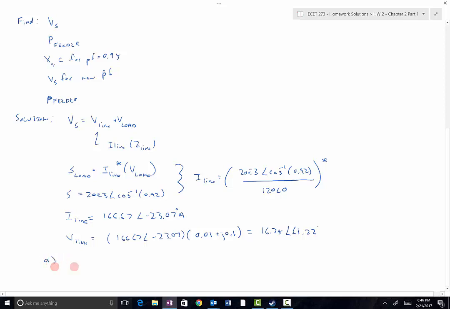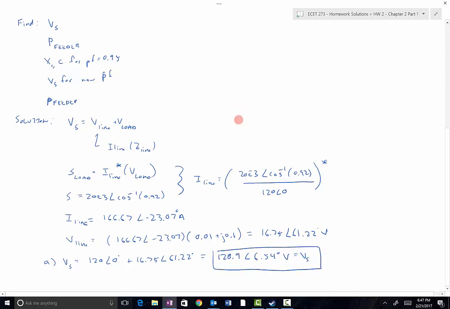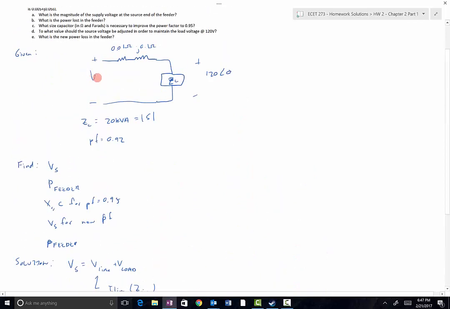So the answer to part A is the supply voltage, the original supply voltage, is going to be equal to the load voltage, which was 120 at angle 0 degrees, plus the 16.75 at an angle of 61.22 degrees. Should have my units there. Anyway, that gives me an input end voltage of 128.9 at an angle of 6.54 degrees volts. And that's the input end to the feeder. That's the voltage. If I can scroll up, that's the voltage right here, Vs.